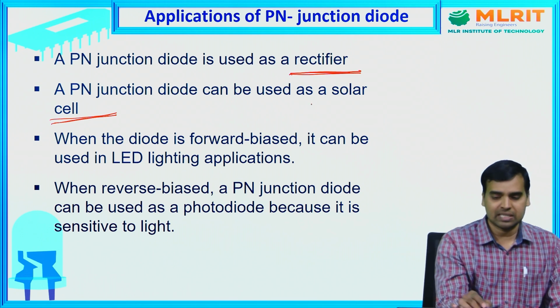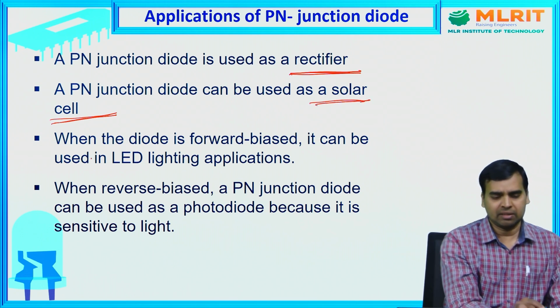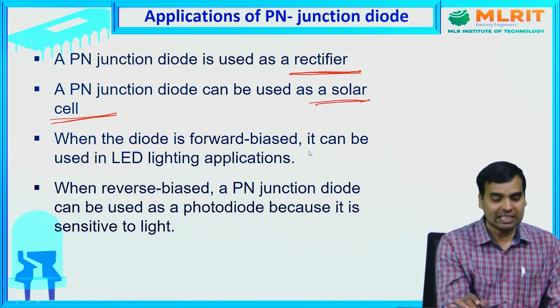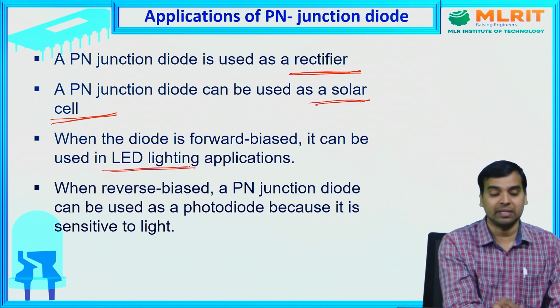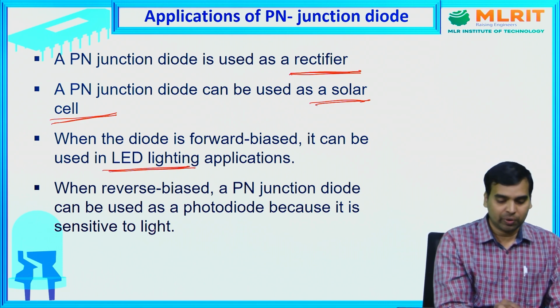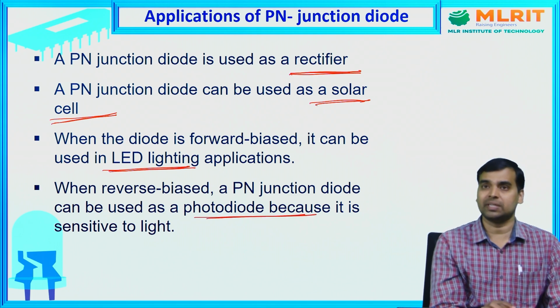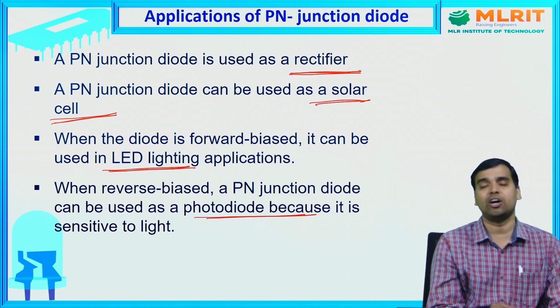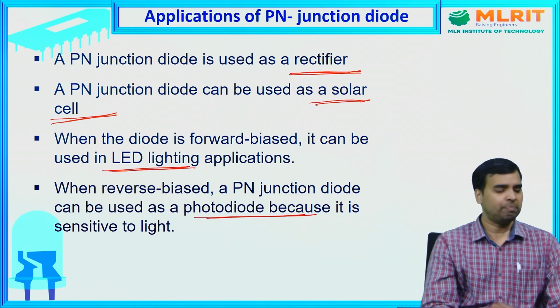So, a solar cell is nothing but a PN junction diode, and again, when the diode is in forward bias, it can be used as an LED, light emitting diode. So, a light emitting diode is also a PN junction diode, and again, photodiodes. A photodiode is also a PN junction. These are some examples of applications of PN junction diode.